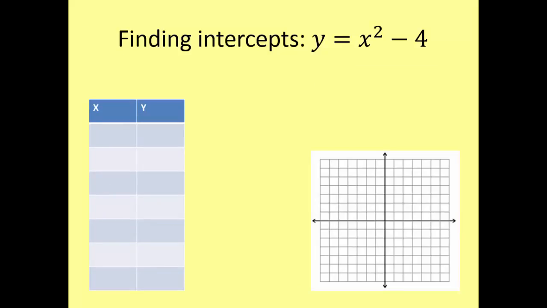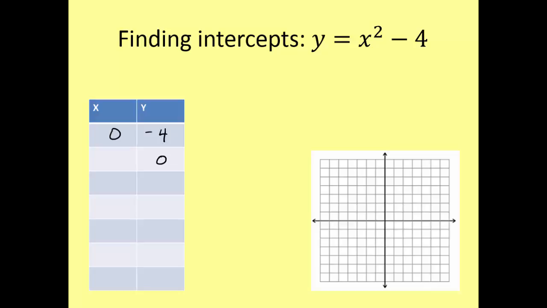Here's another example. This time let's start by finding the intercepts. So think about when x is 0 and when y is 0. So when x is 0, you can use the fingertip method to just cover up the x, and you'll see that what's left is y equals -4. So we have a point at 0, -4.